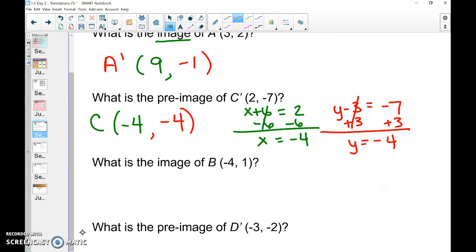So I want you to try the next two problems on your own and then check your work in a second. Please pause here and try those on your own.